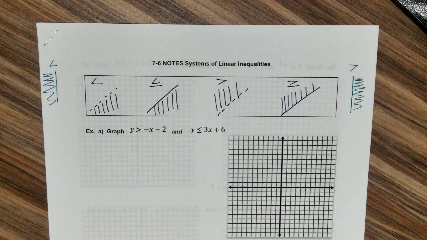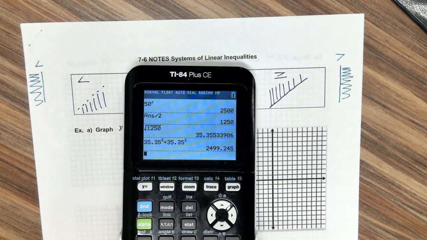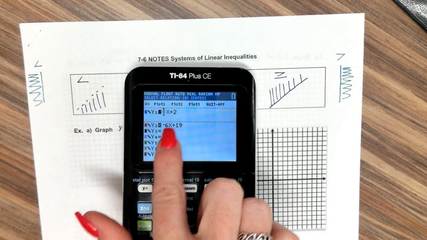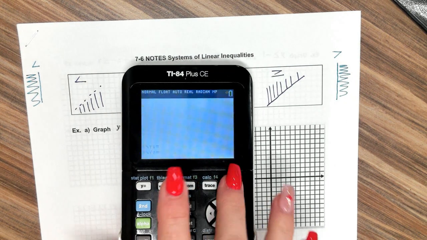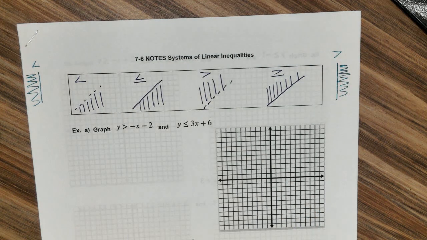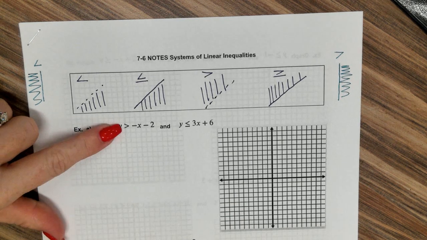So let's look at the first example. Now remember that they must be in y equals format for you to graph. You can either use your y equals button, and then you could just type it in and hit second graph, and then it'll give you those coordinates to graph, or you can use slope y-intercept, yes? So let's go do this one.